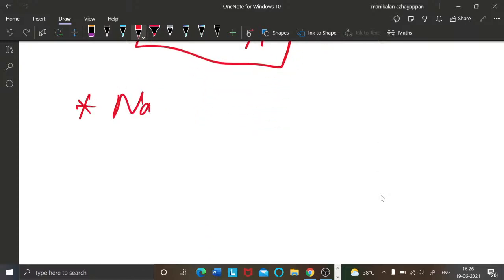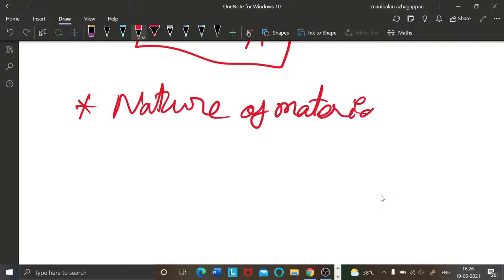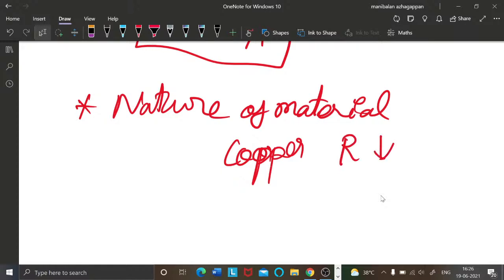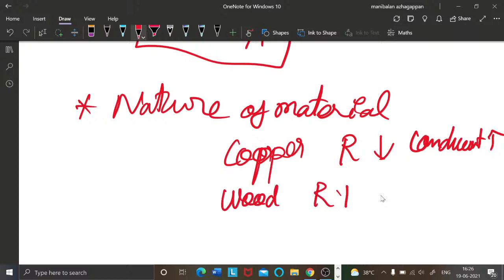Then the nature of the material, which is very simple. Copper is a good conductor, as we already know. A good conductor usually has less resistance, and the conductance will be more. Take another thing, wood or mica: the resistance will be very high because it is a bad conductor, and the conductance will be less. That is how the nature of the material affects the resistance.